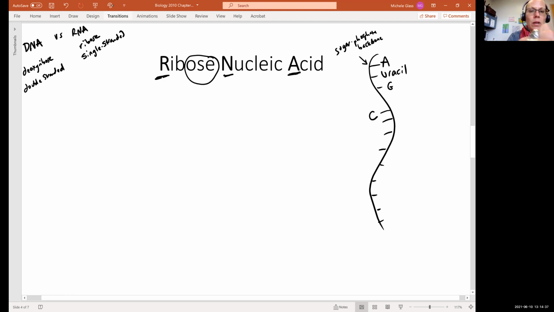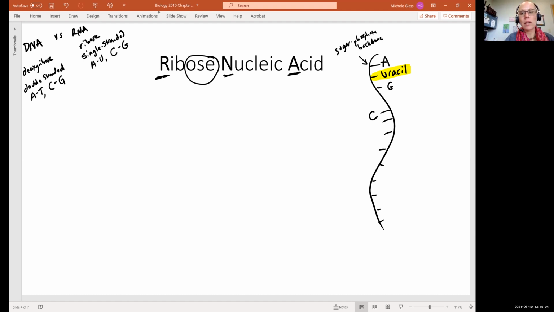And so I'm going to use A to abbreviate adenine, and I went ahead and wrote out uracil, which you can abbreviate with the U, and then I have my G for guanine and my C for cytosine. So when we look at our nitrogenous bases in DNA, we have A and T, and we have C and G. And when we look at RNA, we have A pairing with U, and we have C and G. So that's going to be an important difference.